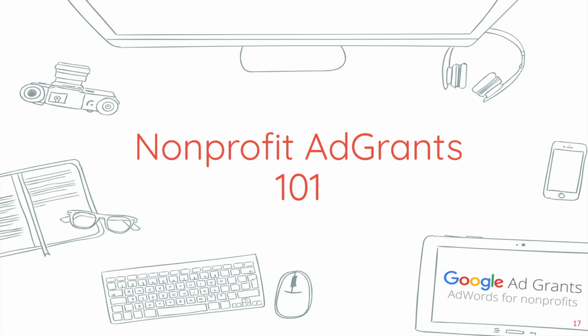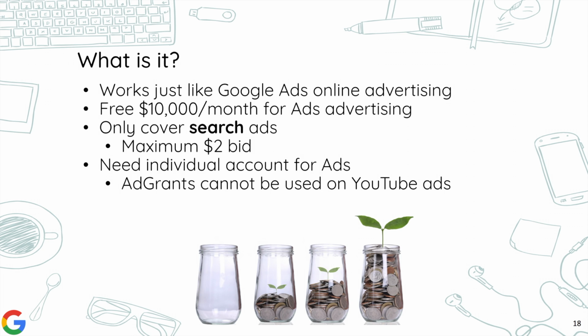Google Ad Grants is Google's outreach to nonprofits, where they provide $10,000 a month for nonprofit advertising. This amount only covers search ads, as we spoke about before. There is a maximum $2 bid that this $10,000 a month is allocated for. In order for a nonprofit to utilize this service, there has to be an individual account for ads. Ad Grants cannot be used on YouTube advertisement.